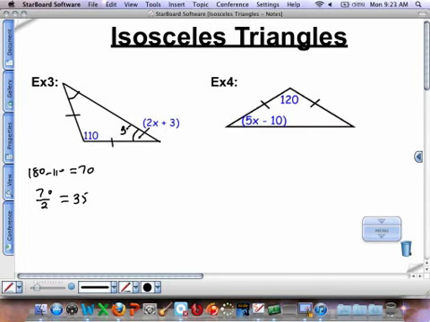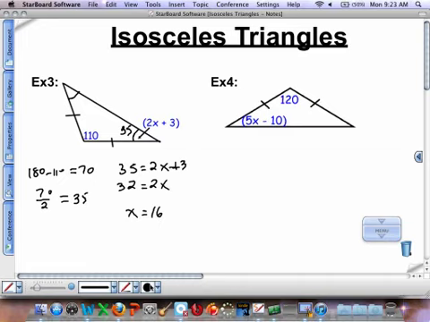So then what did you do? 35 equals 2x plus 3. All right. And you subtract 3 from both sides, and then 32 equals 2x. And so x is 16. Very good. Perfect approach. Did anybody try something different?